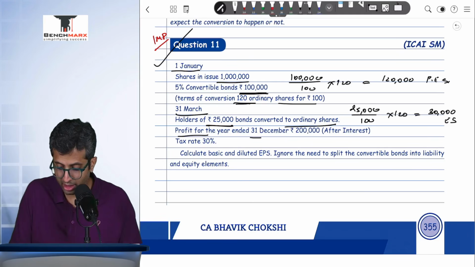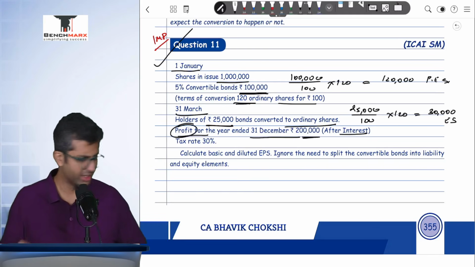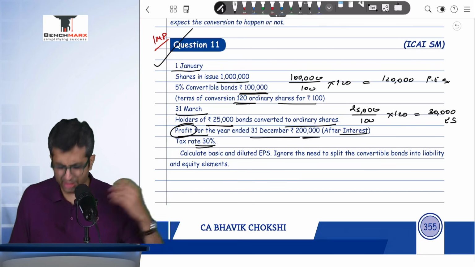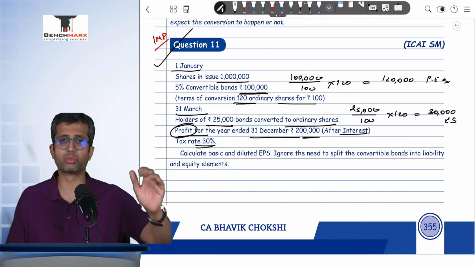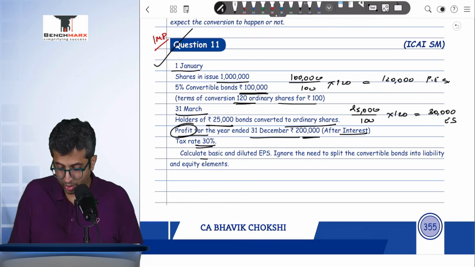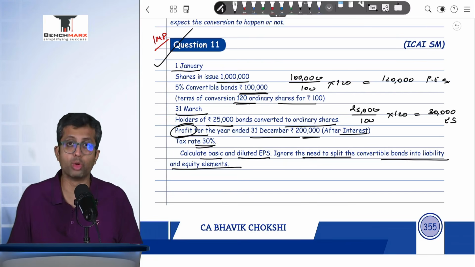Profit for the year ended 31st December is 2 lakhs. This is profit. Can I say it must be after deducting whatever is the applicable interest? Yes, they've clarified it to be after interest. Tax rate is 30%. Again, if nothing is mentioned, the profit refers to the net profit, which will be after tax. Calculate the basic and the diluted EPS. Ignore the need to split the convertible bonds into liability and equity components.